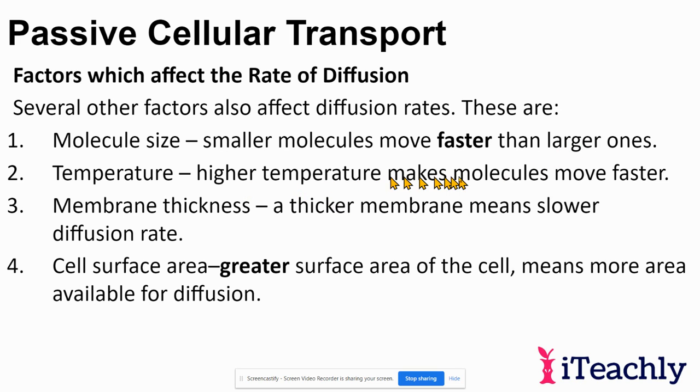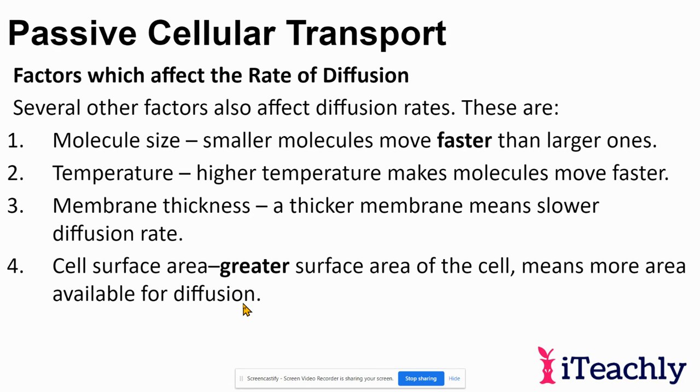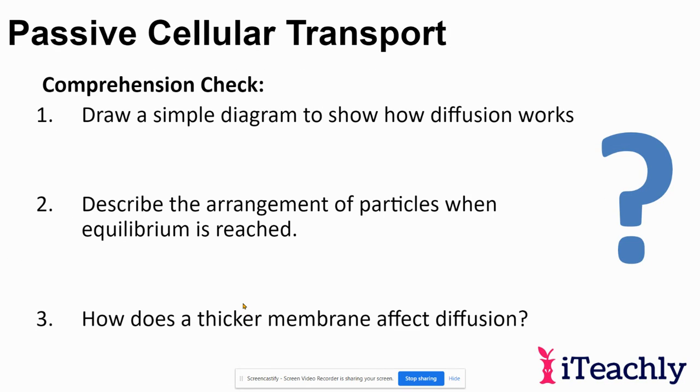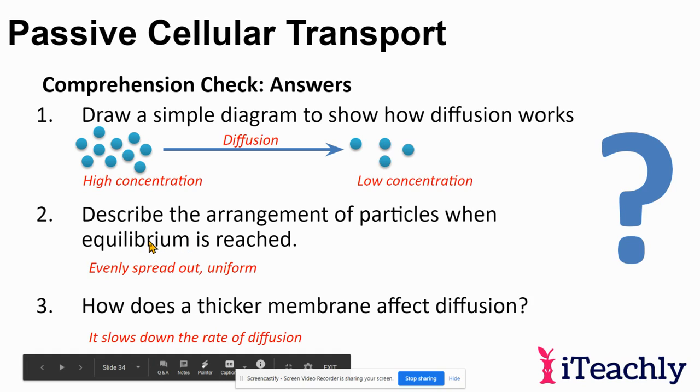A higher temperature makes molecules move faster, and a very thick membrane means they move slower. And cell surface area: the greater the surface area of the cell, the more area available for diffusion, so that increases diffusion. I'll skip over this, but equilibrium is basically when they have the same concentration throughout.